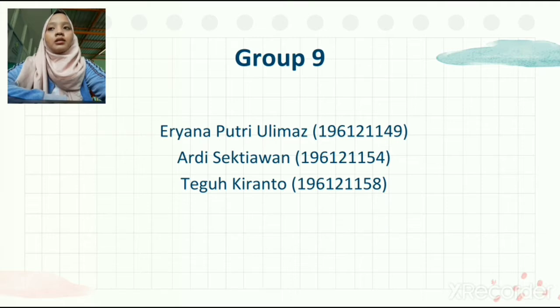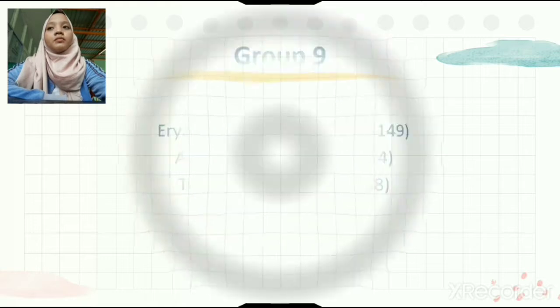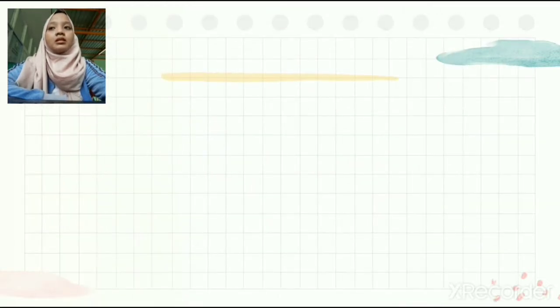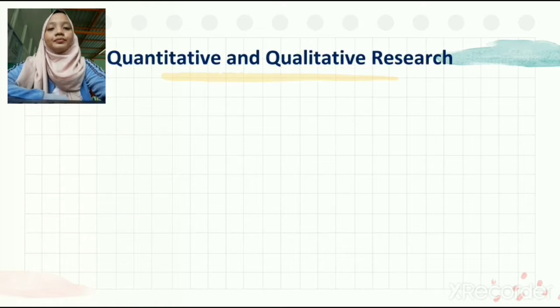I am presenting my resume on research entry in education. The first matter I will submit is quantitative research and qualitative research. They are two broad categories in educational research.